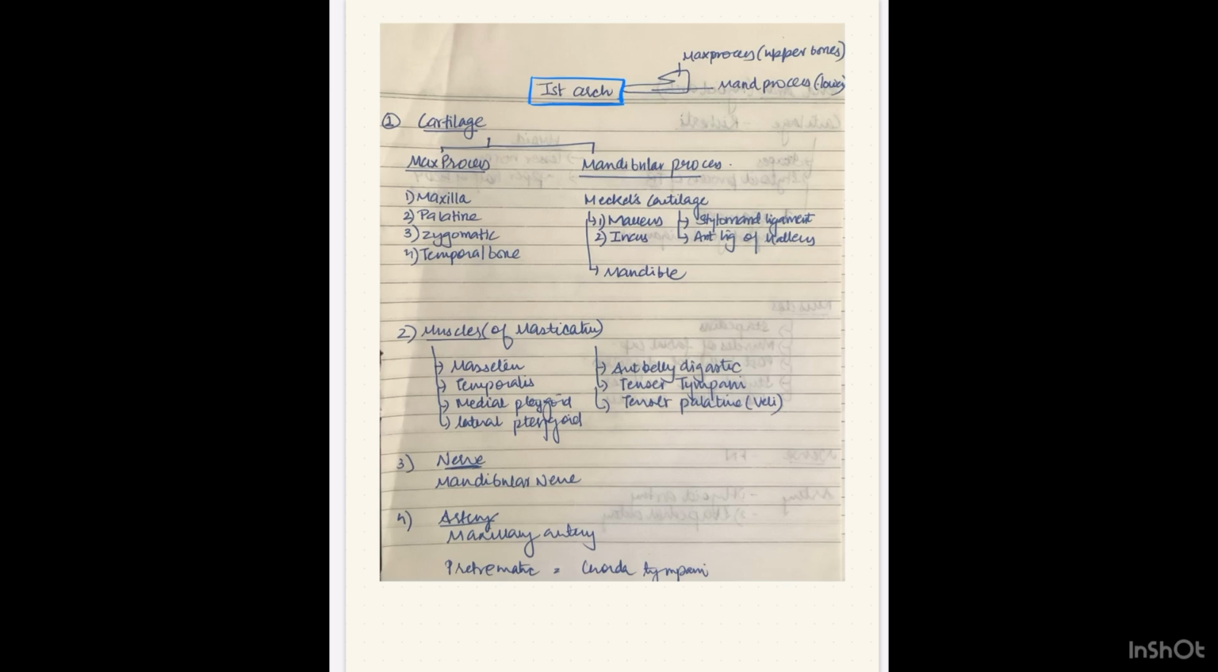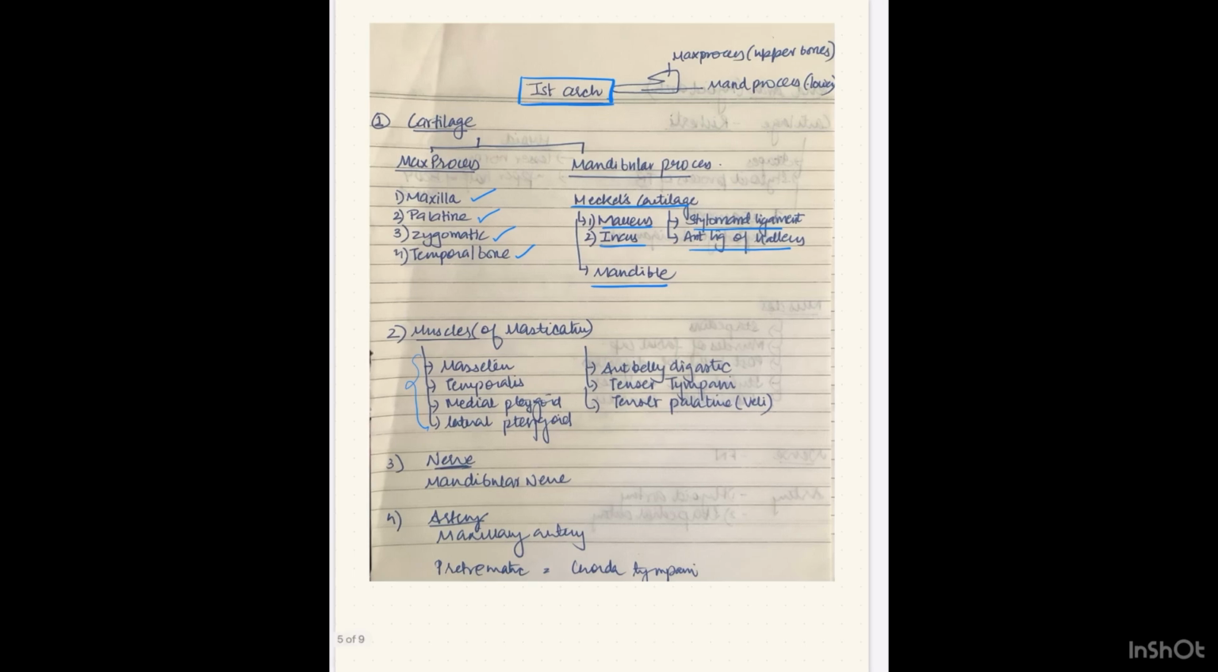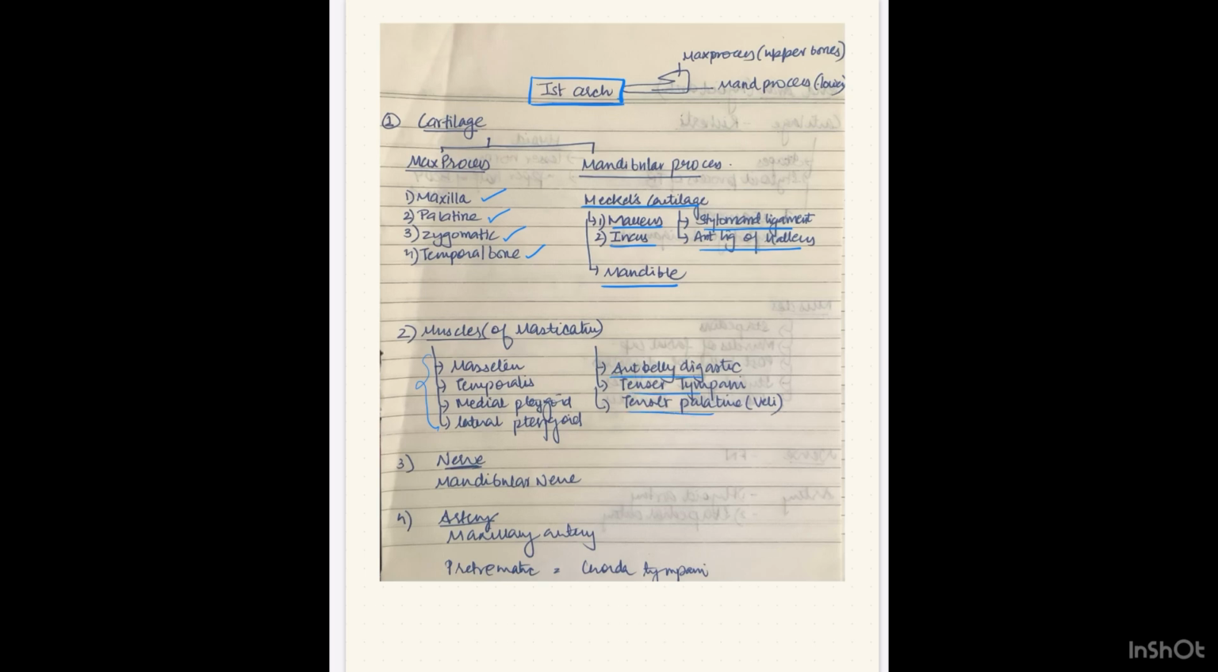We already read that it has maxillary and mandibular processes. So the maxillary process will give the maxilla, the palatine bone, the zygomatic bone, and the temporal bone. The mandibular process will give the Meckel's cartilage, that will form malleus, incus, sphenomandibular ligament, anterior ligament of malleus, and of course the mandible. Looking at the muscles, there will be muscles of mastication, that is the masseter, temporalis, medial pterygoid, lateral pterygoid, anterior belly of digastric, tensor tympani, and tensor palatini. Nerve will be, of course, the mandibular nerve. Artery will be maxillary artery.